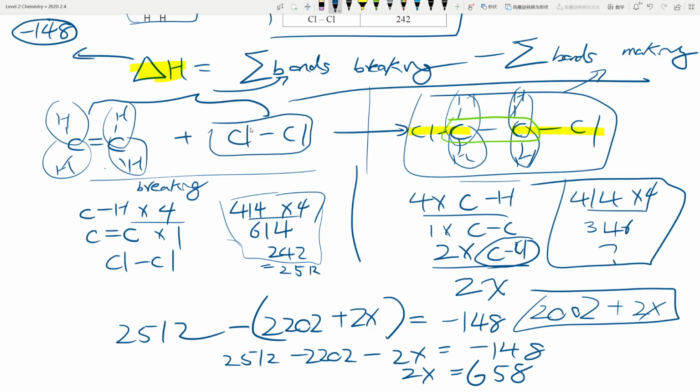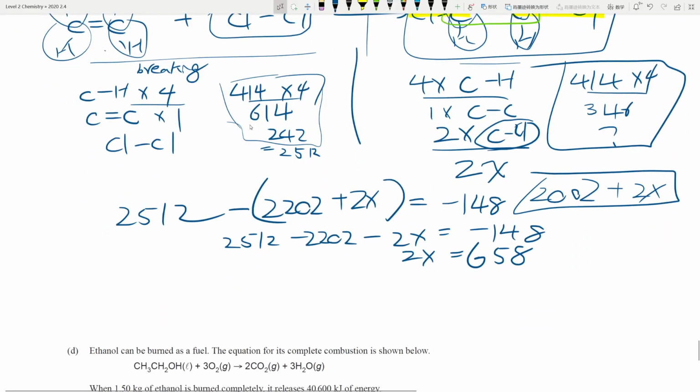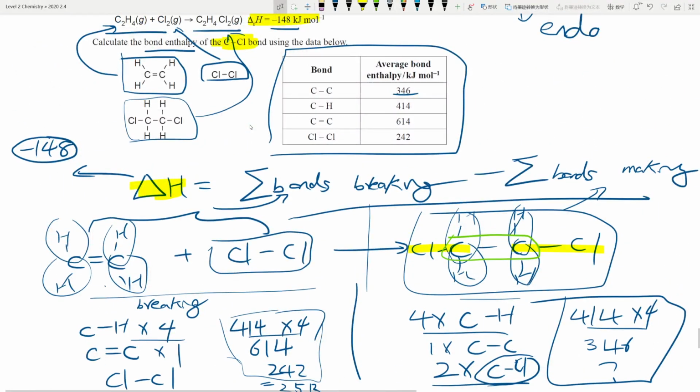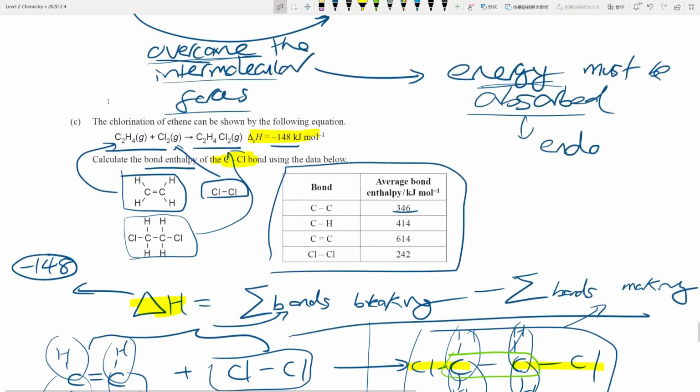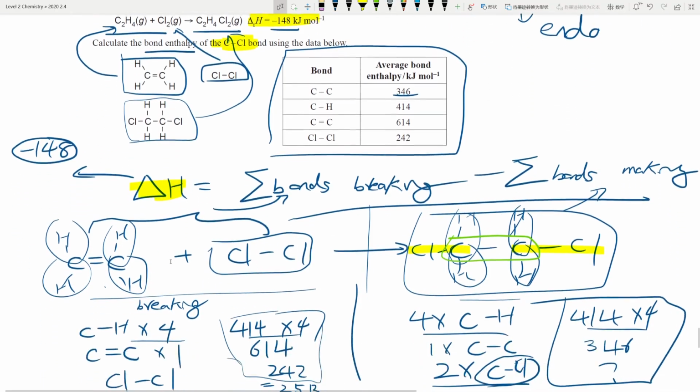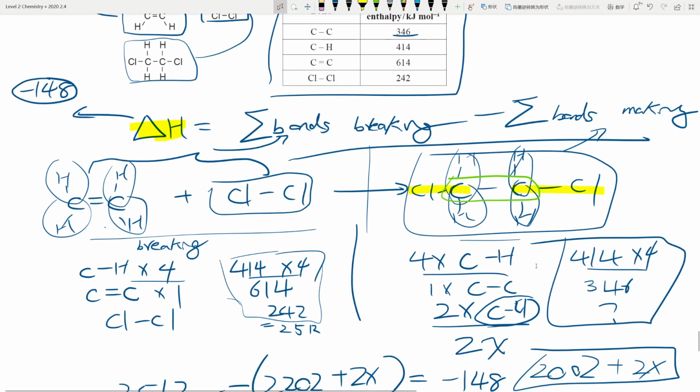All right, so 2x equals 658, and x will equal 658 divided by 2, which is 329 kilojoules per mole. Okay, so this is a harder version of the question, but with this type of question, you always want to write down the equation first, and just ask yourself, what am I breaking, what am I making? Get the two numbers down.